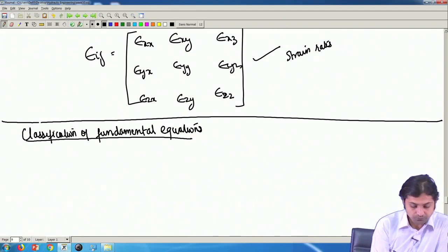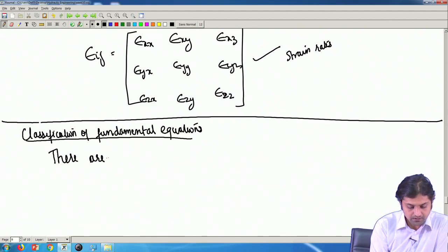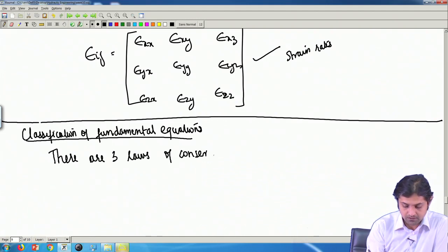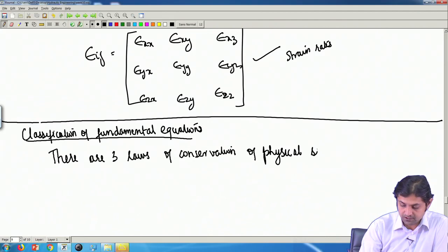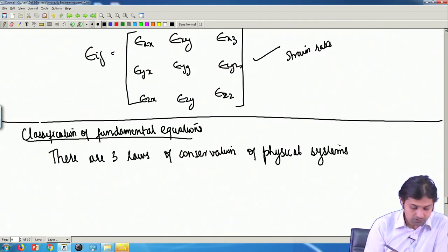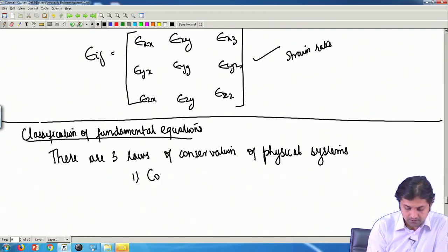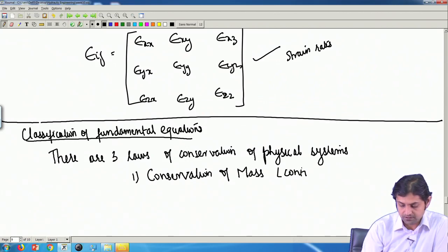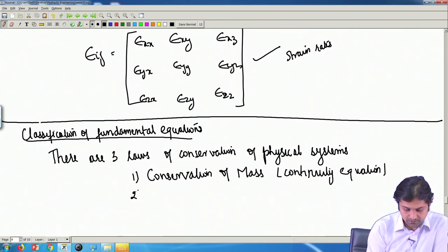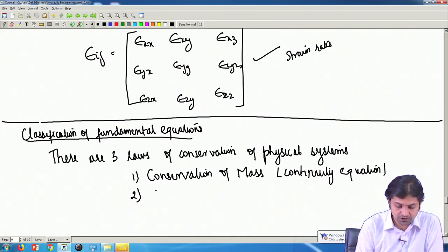So, actually there are three laws of conservation of physical systems. The first one is conservation of mass. This you have already seen, that is the continuity equation. The second conservation equation is conservation of momentum.